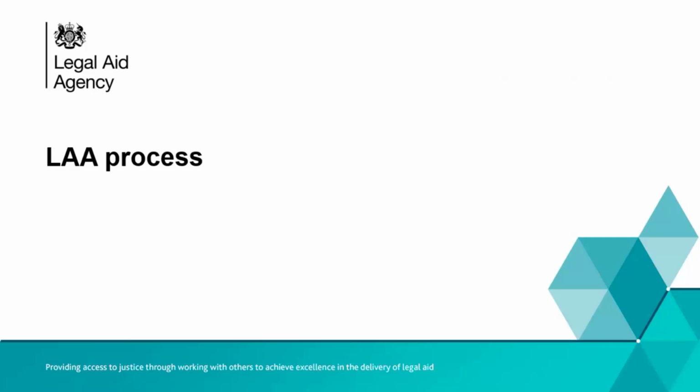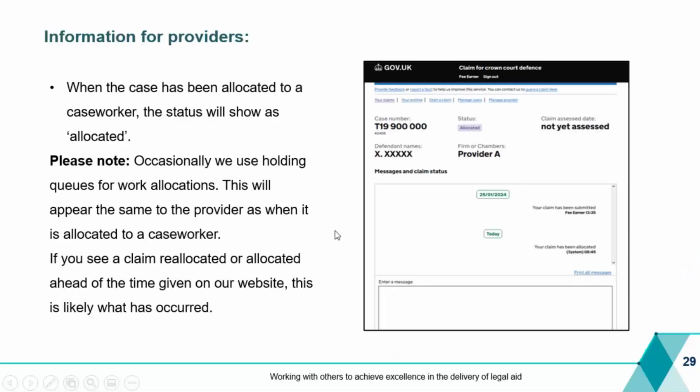Now, at this point, I'm going to move over to some slides to do the rest of the breakdown of this video. So now that the claim is submitted, this would be what you would see on your system. Once the claim had been allocated out, you should get a message that will advise that the claim has been allocated out to one of our caseworkers.